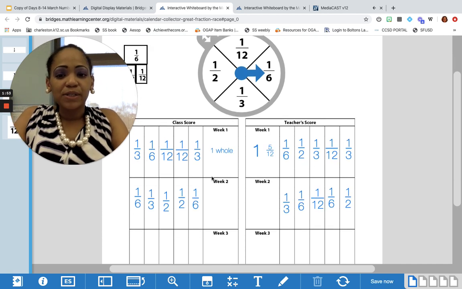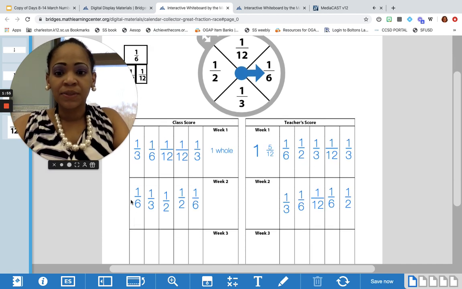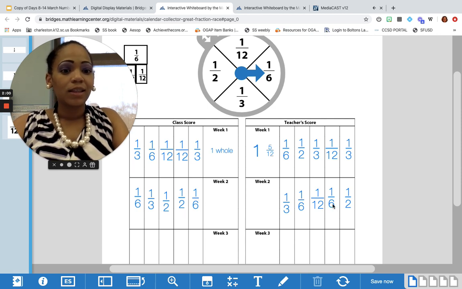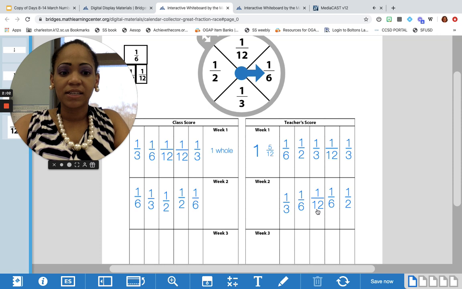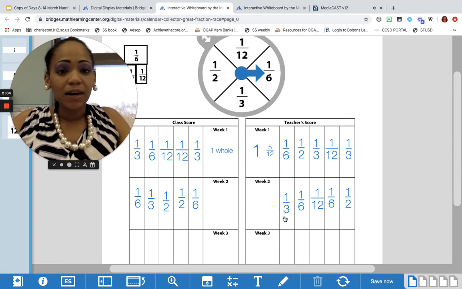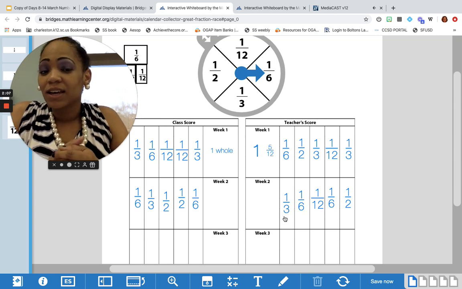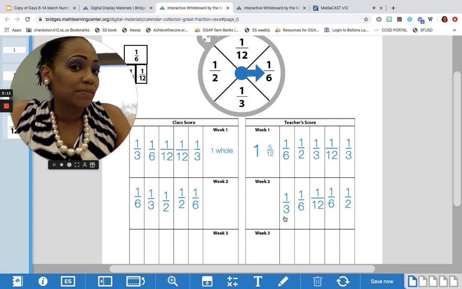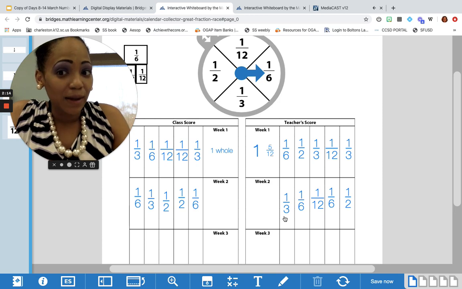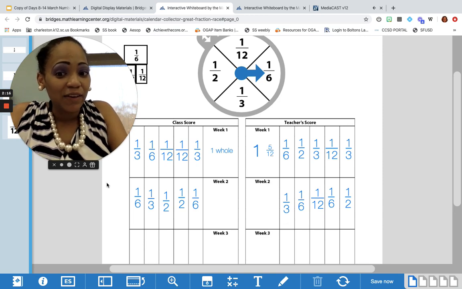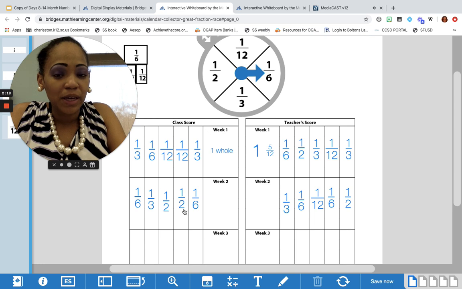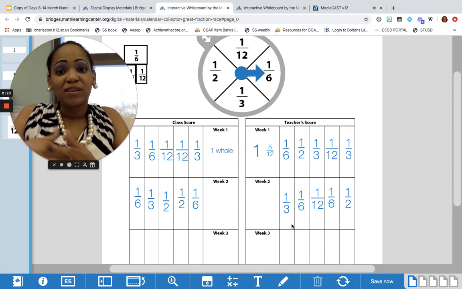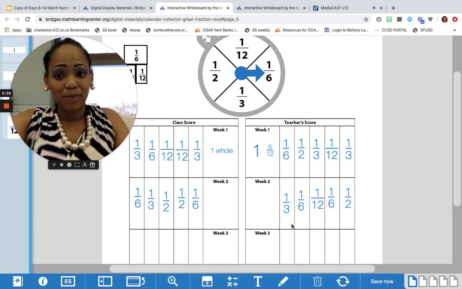So before we do that, go ahead and look at your score. 1/6, a third, a half, and a sixth. And look at mine, a half, a sixth, a 12th, a sixth, a third. And make a prediction. Who do you think has a bigger sum for week number 2? Meaning, if you were to add up all your fractions for week 2, and I were to add up all my fractions for week 2, who would win? Would you guys win? Or would Miss Trammell win?